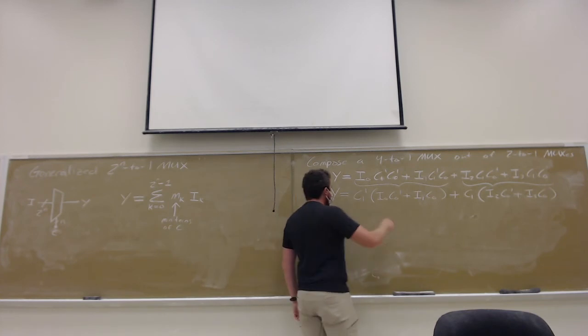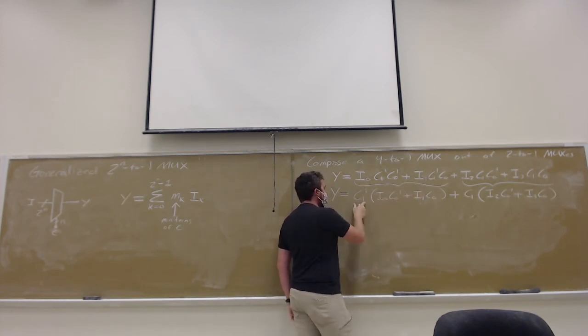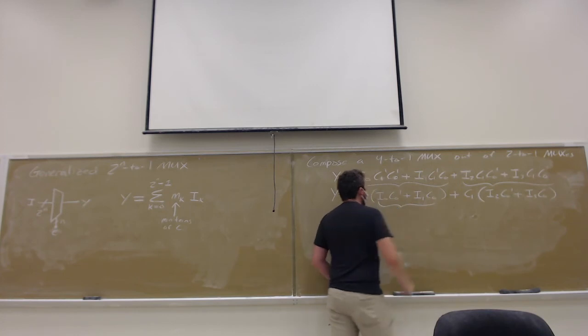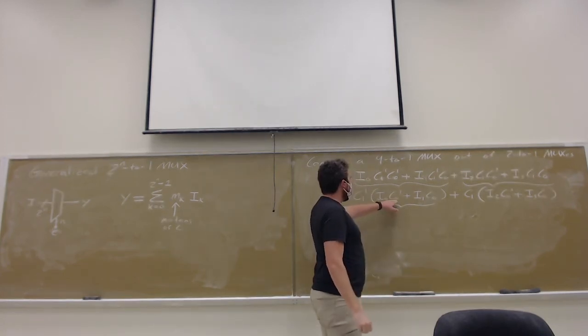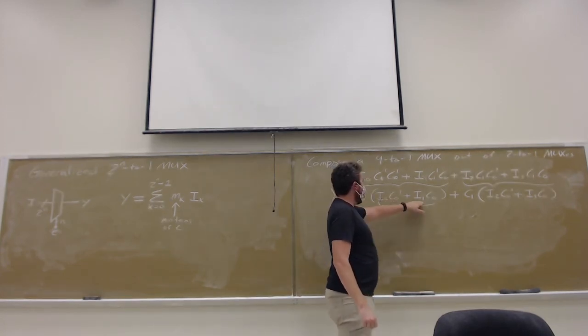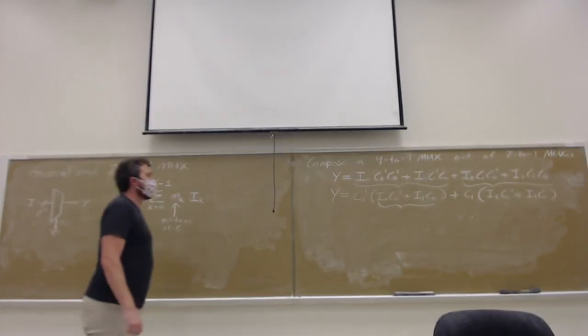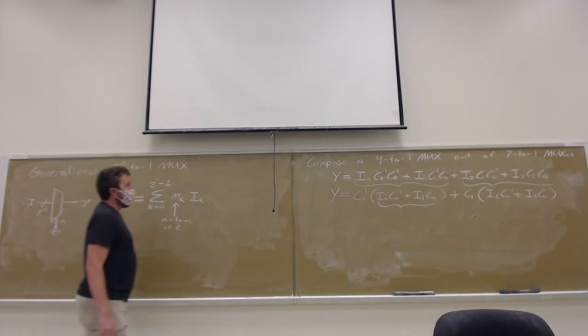So hopefully now you can see we have a sort of larger multiplexing structure, right? C1 prime gets us this, and C1 gets us this, and inside we have a multiplexer again, right? So I0 with C0 prime and I1 with C0. So let's go ahead and draw it.